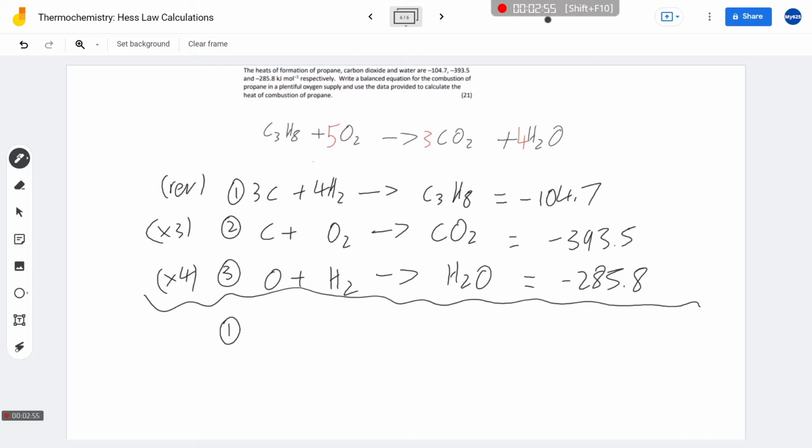We said we need to reverse it. So if we reverse it, we end up with C3H8 going to 3 carbons and 4 hydrogen molecules. And when we reverse the equation, we reverse the sign of the number, so the negative becomes positive. And so we would have positive 104.7.